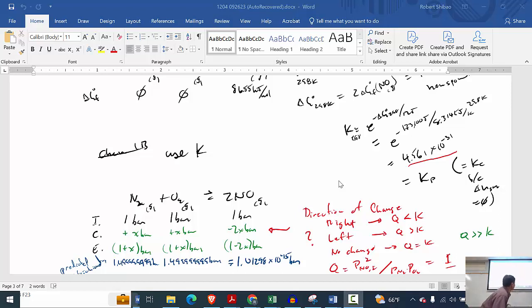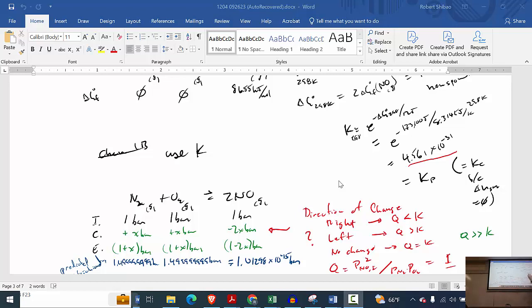We want to take a look at our K. When we look at our K value, you see this is 10 to the minus 31. 10 to the minus 31 is going to heavily bias the reactants. And if we have a lot of product here and the reactants are heavily biased, there's going to be a big change. We're going to have to lose a lot of this product.